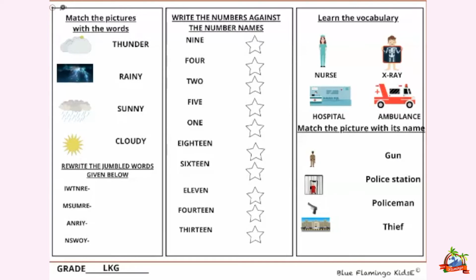As you can see, at one side a few pictures are given and on the other side the names are given. एक साइड पे पिक्चर्स दिए हैं, दूसरे साइड पे नेम्स हैं. हमें उन्हें एक दूसरे से मैच करना है.